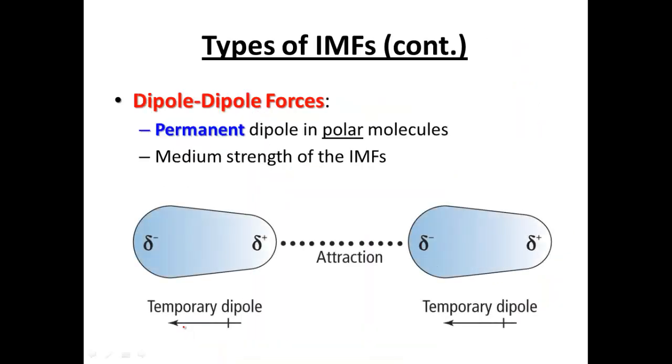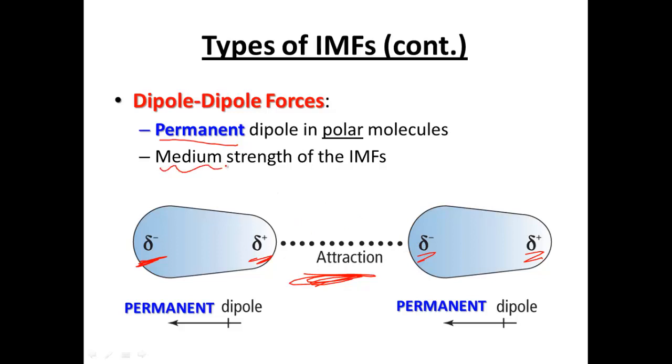Okay, up next we have the dipole-dipole force. A dipole-dipole force, key word here is permanent. It's a permanent dipole in polar molecules that attracts them together. So take a look at my picture here. Here's the big difference. Both of these molecules are permanently partially negative and partially positive all the time. So when these two molecules come together, they can attract all the time. This dipole is not going to go away. So there's always attraction between opposite partial charges there. And this one is considered to be the medium strength of the IMFs.